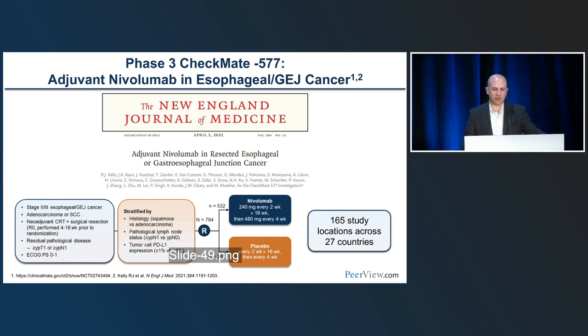And this study, which was a landmark study in our field, published exactly a year ago, was the CheckMate 577 study, which looked at nivolumab in patients who have had surgical resection. So after esophagectomies, patients were randomized to either nivolumab or placebo for about a year after surgical resection. And the premise is based on all the data you heard earlier, that immune surveillance is particularly important in a disease like this. And this was a big, big global study.